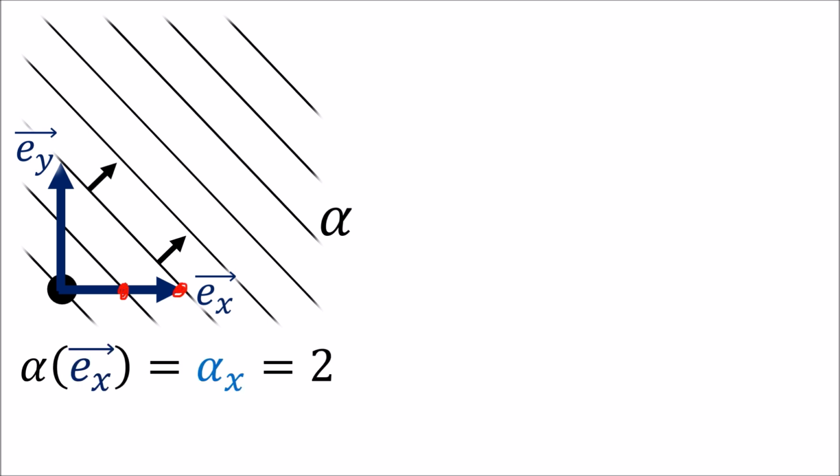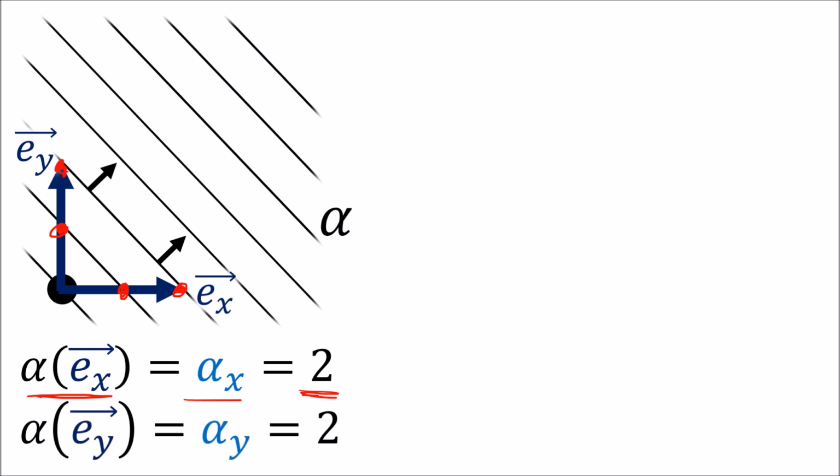Now let's look at what happens to covector components when we change basis. So looking at this covector alpha, when we measure its components using the ex and ey basis vectors, we see that ex pierces 2 stack lines, so alpha of ex, or alpha x, is 2, and ey also pierces 2 stack lines, so alpha of ey, or alpha y, also equals 2.